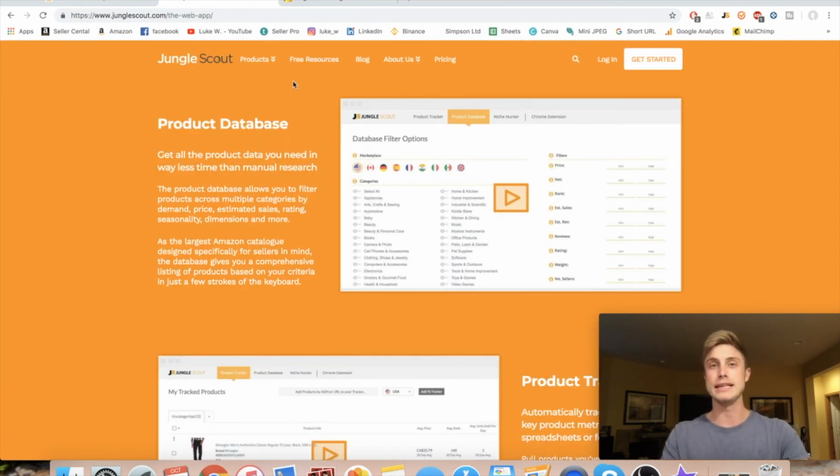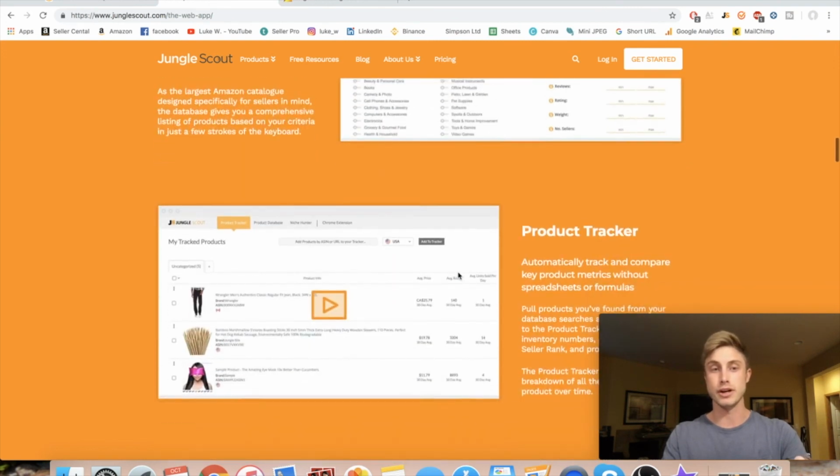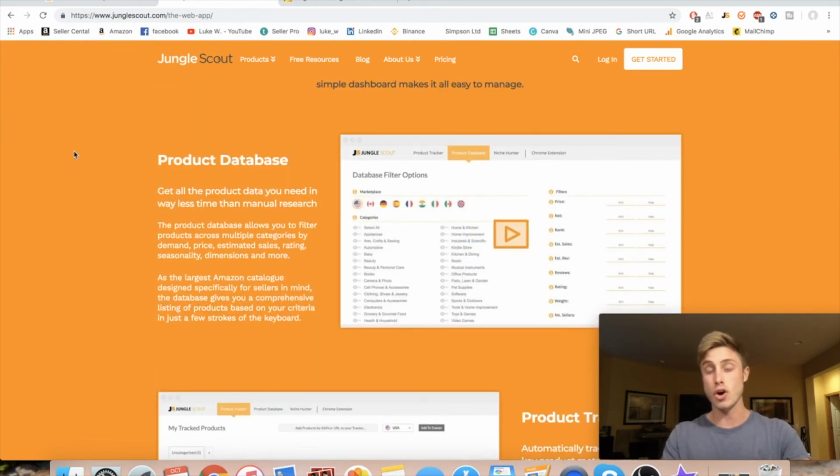Getting all the information you need, then all you really need, guys, is probably the Jungle Scout web app so you can find products very quickly, and then the Jungle Scout Chrome extension.